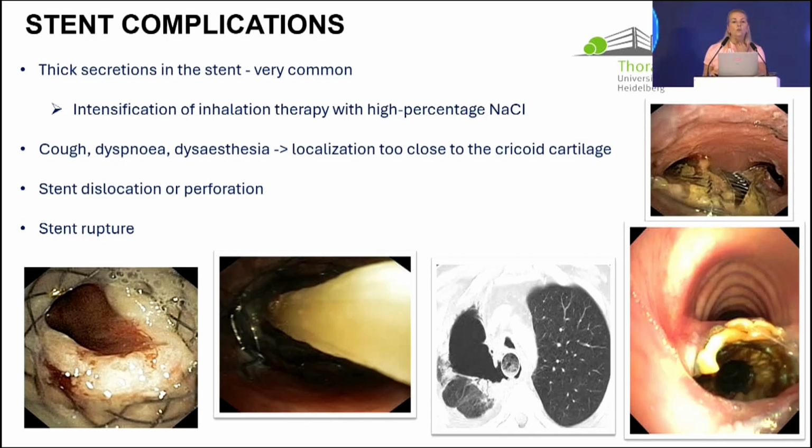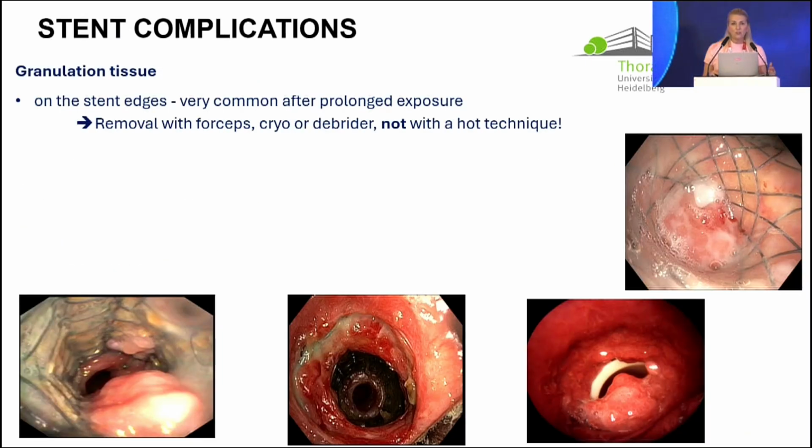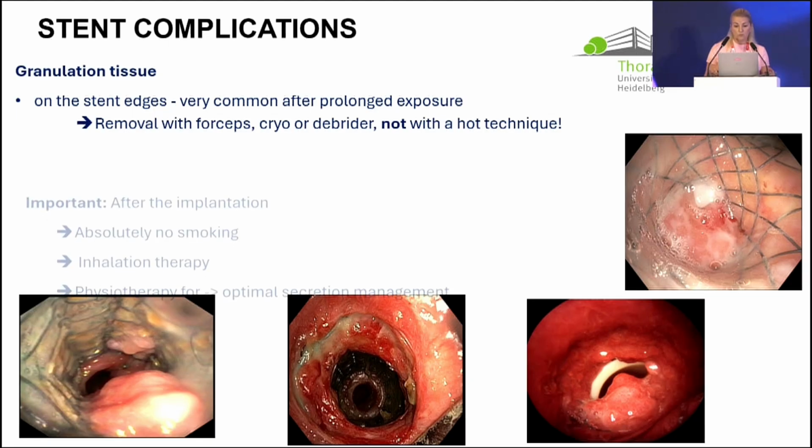If it's really close to the cricoid cartilage. Stent dislocation, perforation is another complication, and stent rupture, as you see on the first picture on the top. And granulation tissue is the most often. You see the distal end granulated, and here in the Dumont stent, as you can see, almost completely covered from granulation tissue. We can remove it with a cryo, we can remove it with forceps, we cannot remove it with a hot technique.